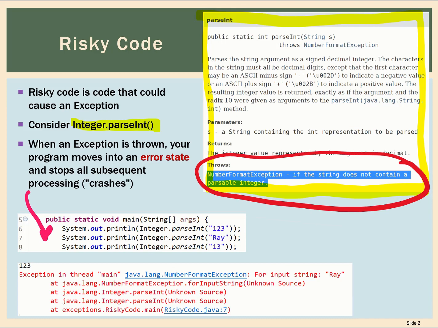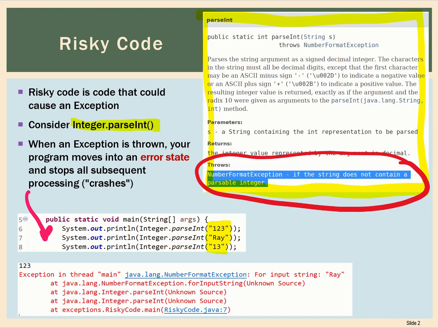So in this section of code right here, we're going to invoke the method three separate times. We're going to call parseInt and pass it the integer string 123. We're going to call parseInt and pass it "ray", which is probably not going to be an integer. And then we're going to pass 13. And we'll see what happens.